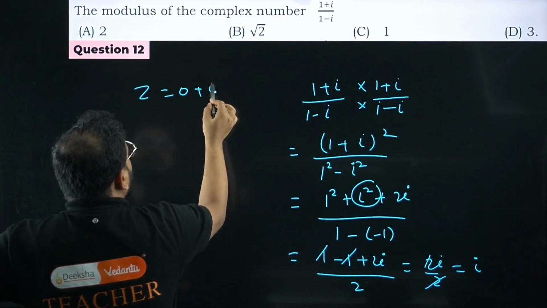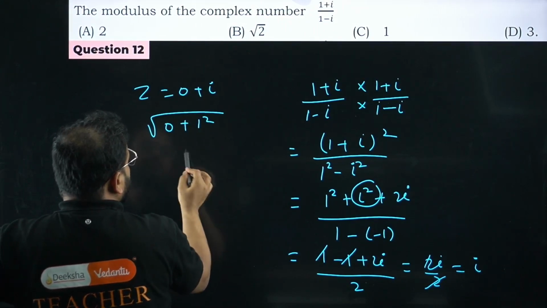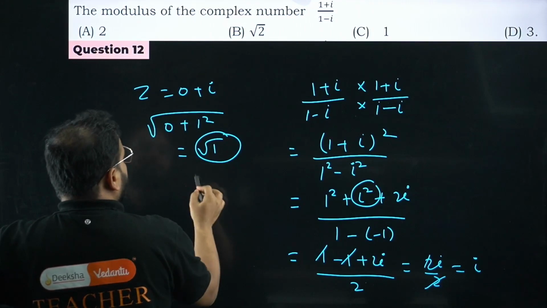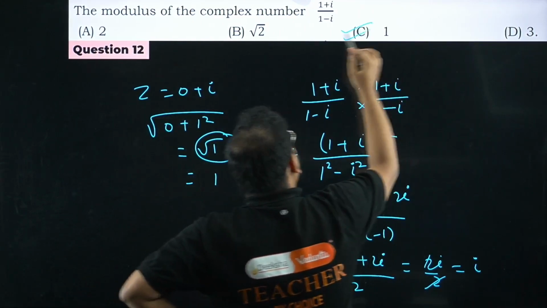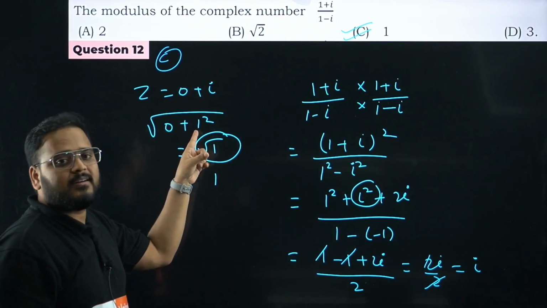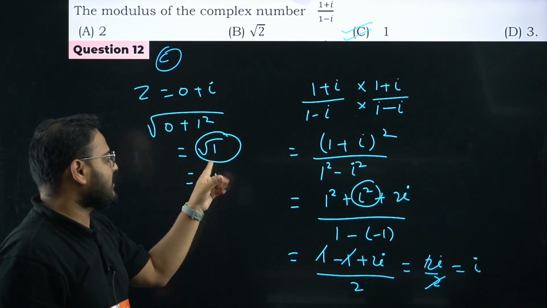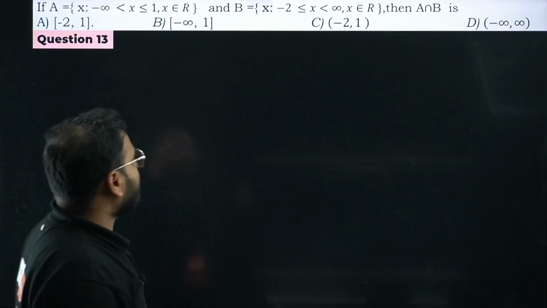Okay. So I have a number here written like this: 0 plus i. What's the modulus, bacha? Simply root of 0 plus 1 square. What is that? 1. Option C is correct. Please check. Root of the real part and imaginary part is square, so that will become root 1, which is 1 only. Option C is correct. Moving to question number 13.